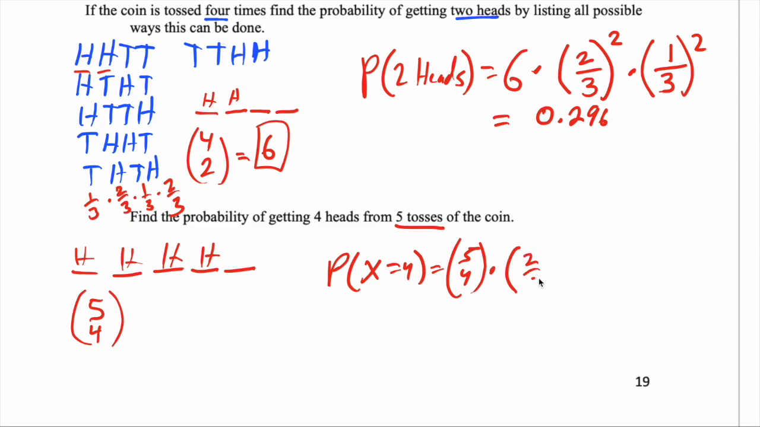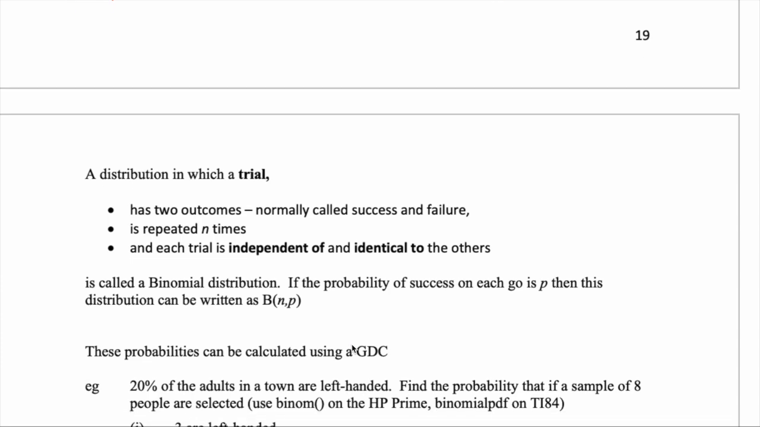So that's 2/3 to the power of 4. And then there's 1 tails, so that's 1/3. Okay, and you do all that, and you get 0.329, or 32.9%. Alright, so you can see it's kind of the same pattern all the time, and that's why there's a formula for it. And we're going to talk about that in a second.